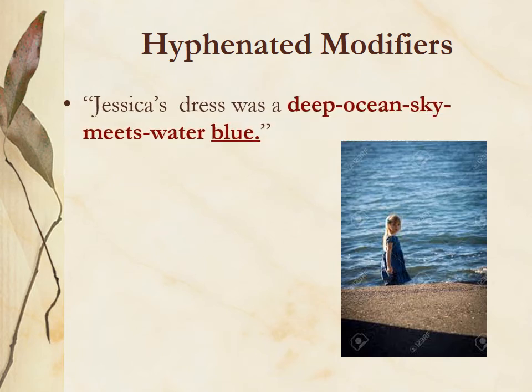Jessica's dress was a "deep-ocean-sky-meets-water" blue. You know what kind of blue that is, right? So we're describing the color blue. And this time we're using this series of words to help our reader pay attention to the color. Instead of overlooking it, we want it to stand out, be special. Something is unique here, and we want our reader to pay attention.